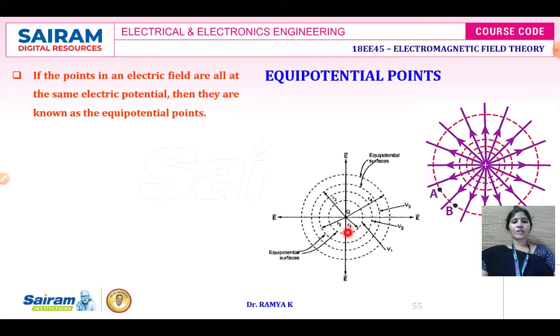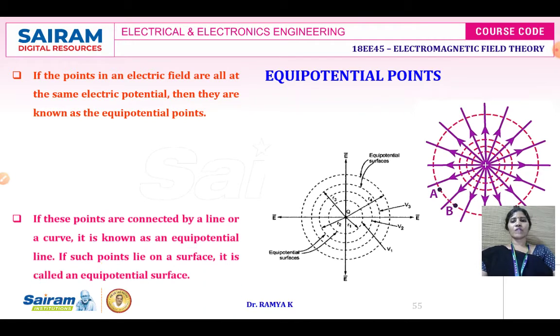Here you can see a coaxial cable with radii R1, R2, R3 and R4. The potential available at R1 is V1, at R2 is V2, at R3 it is V3 and at R4 it is V4. The distance between R1 and R2 frames an equipotential surface. Equipotential point means when a charge is available, it exhibits a field. In that electric field, when you assume 2 points, if the potential at the 2 points is similar, then that is called an equipotential point.